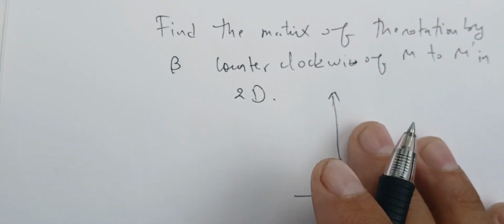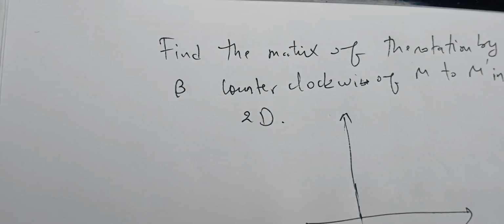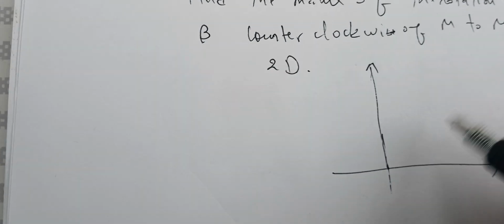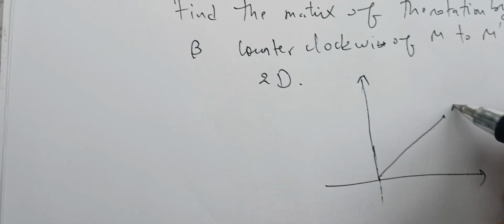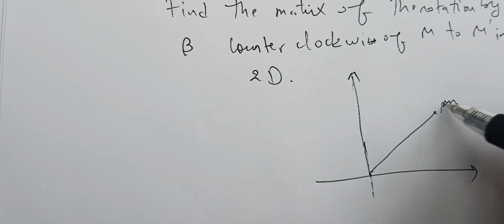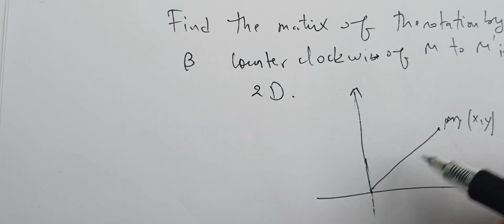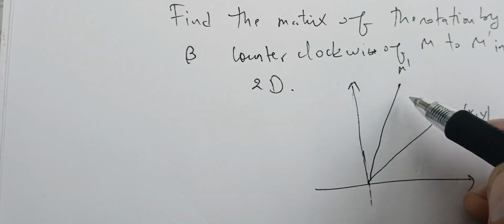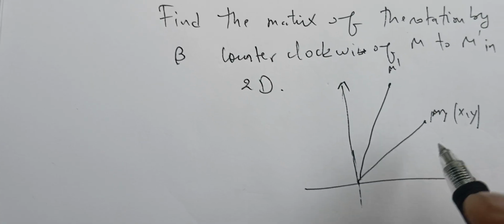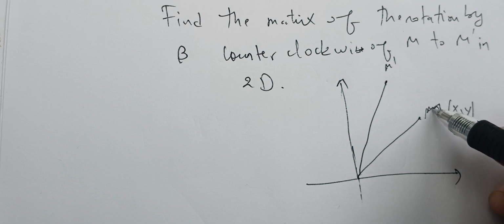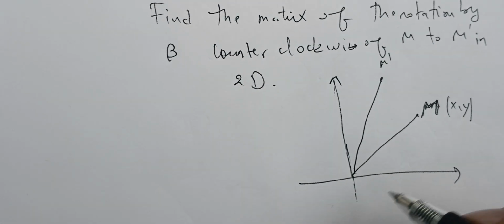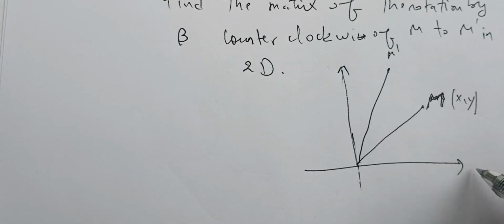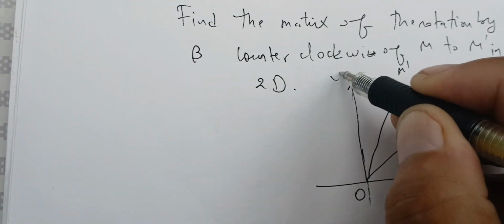Now we're gonna find the matrix of the rotation by beta counterclockwise of some point M that has coordinates x and y into some point M prime that has coordinates x prime, y prime. Here we assume that we have a rectangular coordinate system, x, o, y.